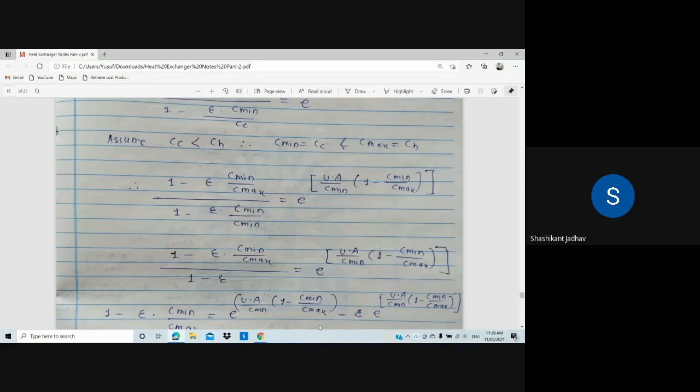Okay, then whatever the terms in which epsilon is present, those terms we have to take at the right hand side. So therefore at the left hand side what are the remaining terms? 1 minus e raised to u into A divided by C minimum. Yes sir, take it upside.